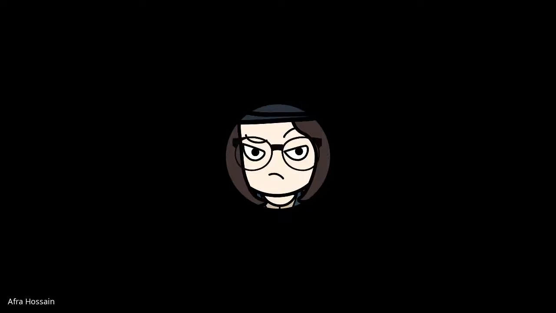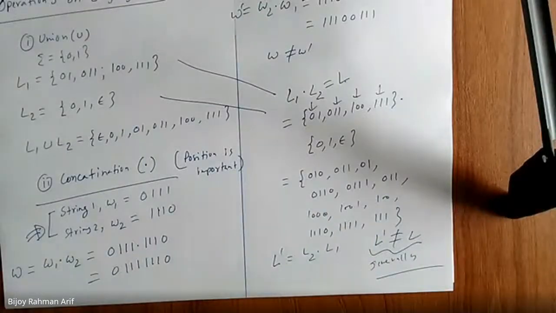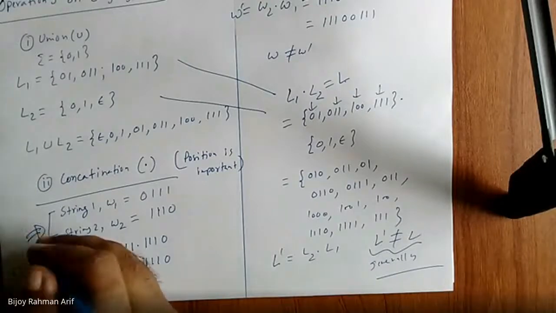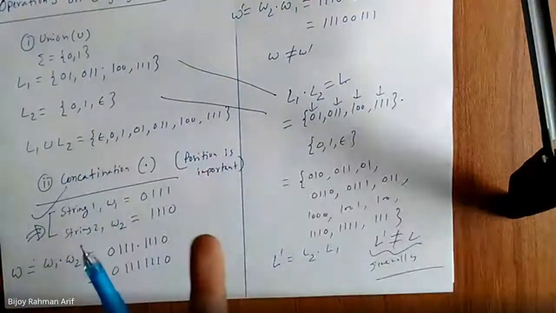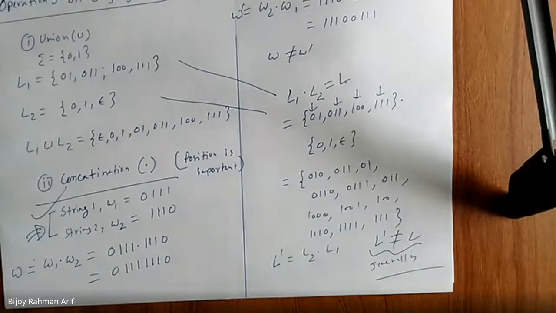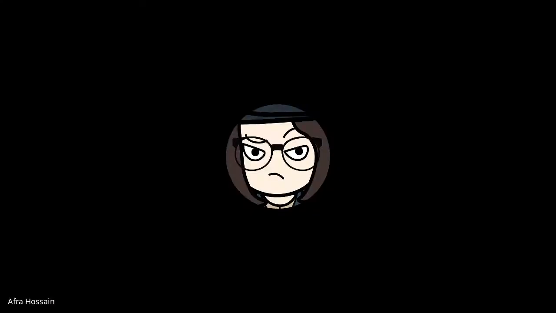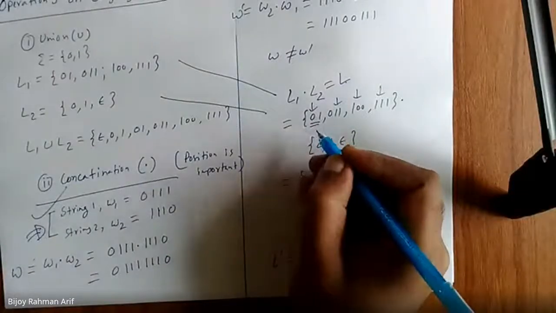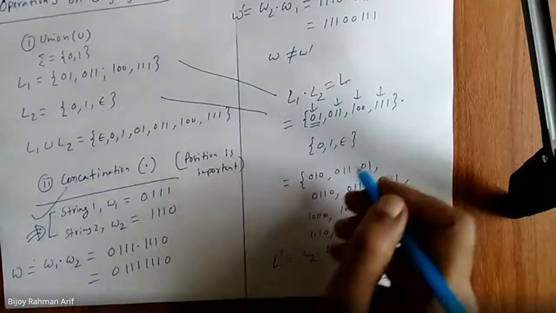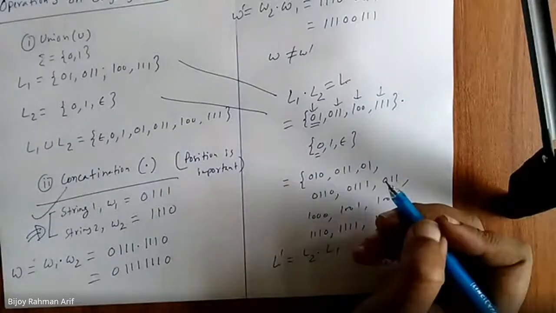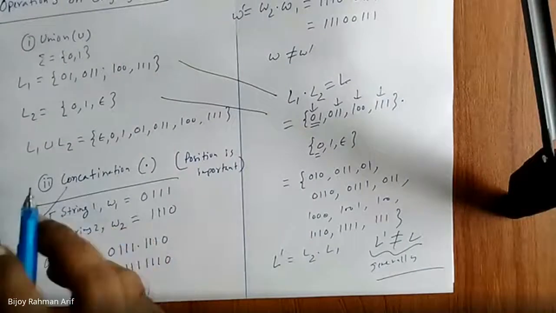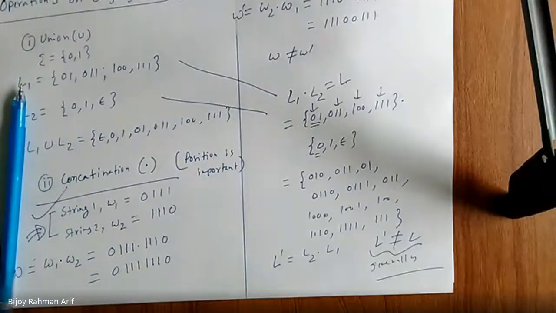Sir, what is the difference between string concatenation and language concatenation? In language concatenation, each string is concatenated with another string by this operation, because a language is nothing but a set of strings. Is it clear to you? Yes, sir. So you consider each element in the language, take another element from the different language, and concatenate using string concatenation.